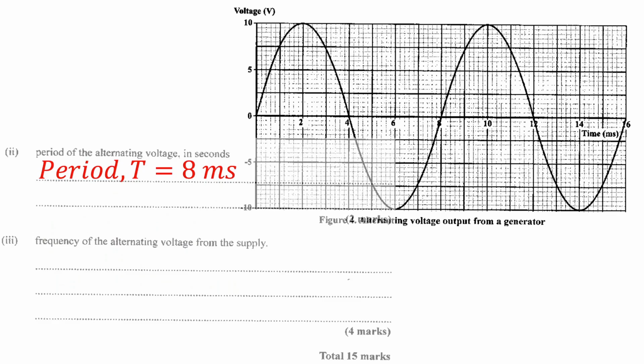You could have also found that value by looking at the peaks. The first peak is at 2 milliseconds. The very next peak is at 10 milliseconds. So 10 take away 2 also gives you 8 milliseconds.